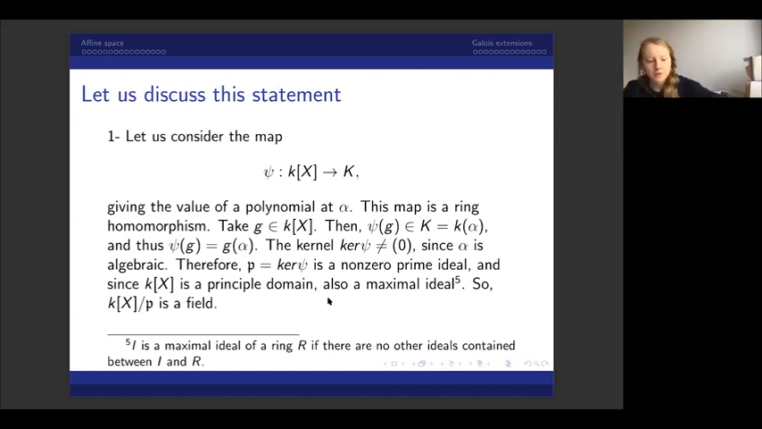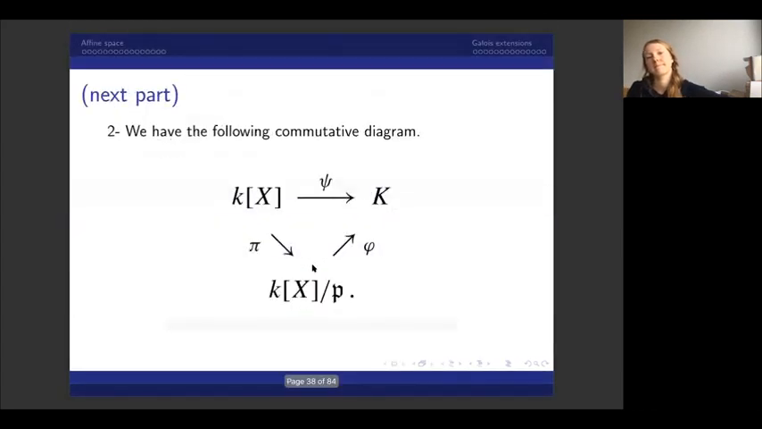And now you need some tools from algebra, so from your studies. So now, since K of X, this polynomial ring, is a principal domain, so P becomes a maximal ideal. So here, this quotient of your polynomial ring mod P, this prime ideal, is a field. And so here, if it's not straightforward for you, you should check your lecture from algebra. So we have established that this is a field. But that's just the first step, right? We need a second step.